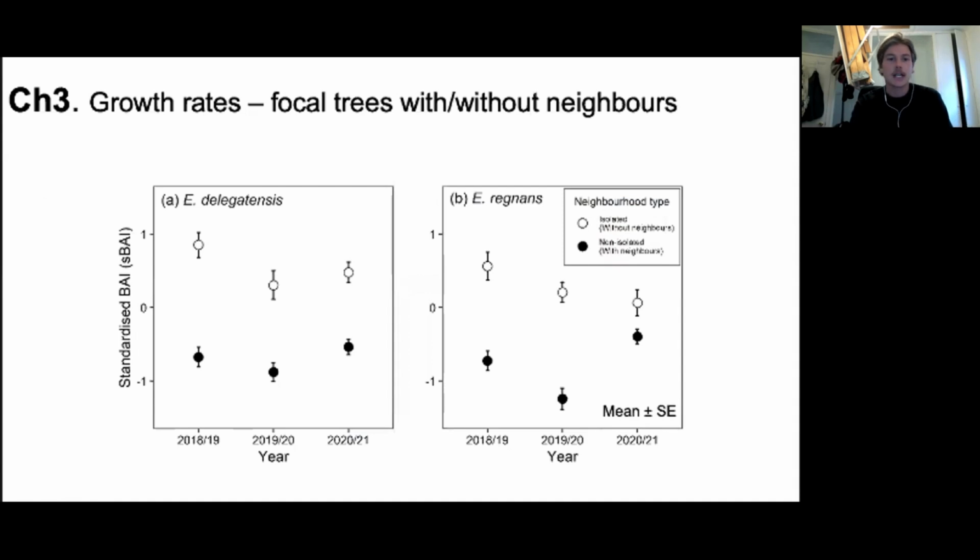You can see here that there's a substantial difference across all years and across both species between the focal trees that were growing without neighbours and the focal trees that were growing with neighbours. This indicates that neighbours are having a strong and competitive effect on the growth of both eucalypts. But you can also see that the strength of this effect varies between the years. For example, the difference between the black and white points changes from year to year.